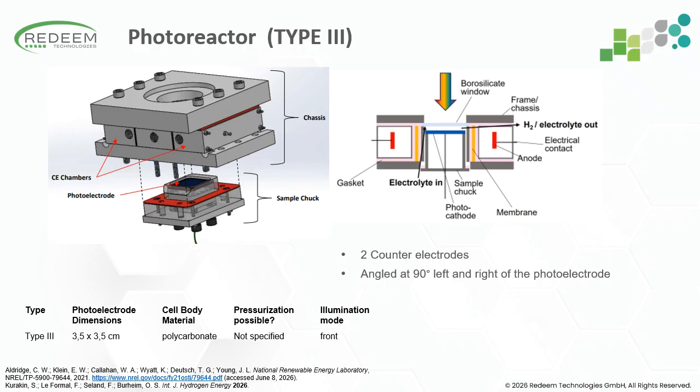So compared to the previous bio-PEC example, this design is much more focused on reactor engineering here. The modular sample chuck on top allows different photoelectrodes to be exchanged easily, making the reactor suitable for lab scale testing of various materials, while also maintaining reproducible flow geometry. So the symmetric arrangement of the two counterelectrodes here shortens the maximum ionic transport distance compared with a single side mounted counterelectrode, and this helps to reduce electrolyte resistance and improves current uniformity.